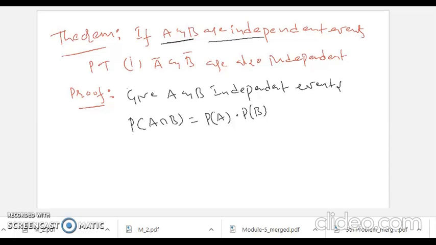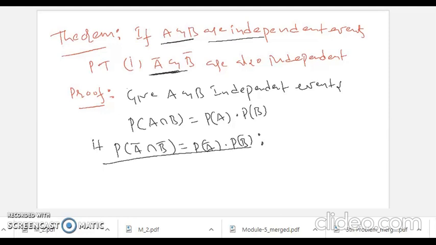Now we are going to show A bar and B bar are also independent. So it is enough to prove that probability of A bar intersection B bar is equal to P of A bar into P of B bar. This is our aim in this theorem. So we take the LHS value. What is that? P of A bar intersection B bar.